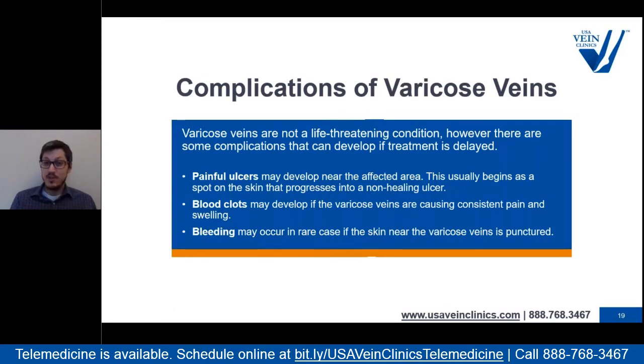Number one, ulcers. We already spoke about that. Once the skin starts breaking down, that's a very severe form of varicose vein disease, or superficial venous insufficiency. And without prompt treatment, those ulcers can get bigger and bigger and lead to an infection risk and an amputation risk. Blood clots. Blood will clot if it's not flowing.